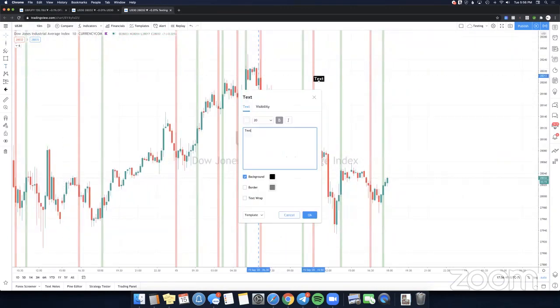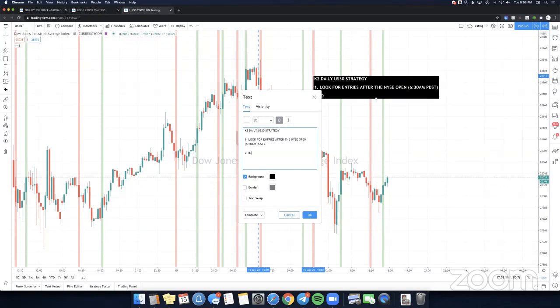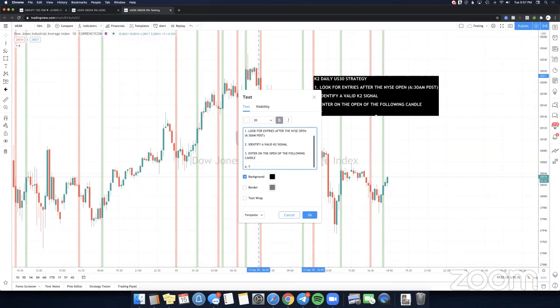This is the K2 daily US 30 strategy. For first, you're going to look for entries after the New York Stock Exchange open, which is 6:30 a.m. Pacific Daylight Savings Time. Next, you're going to identify a valid K2 signal. And then third, you're going to enter on the open of the following candle. And then TP and stop loss is 1,500 micro pips.